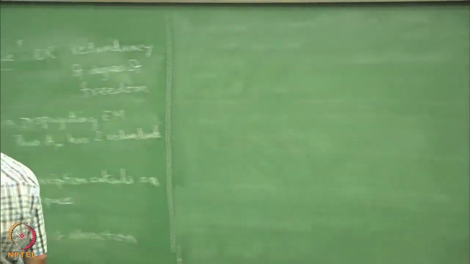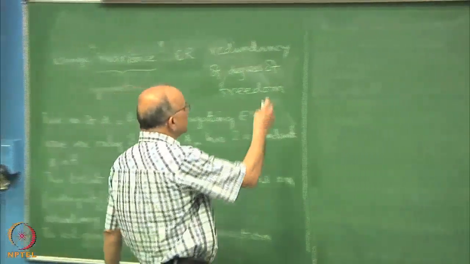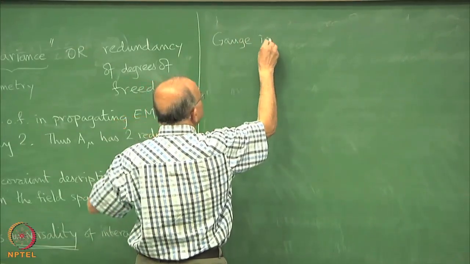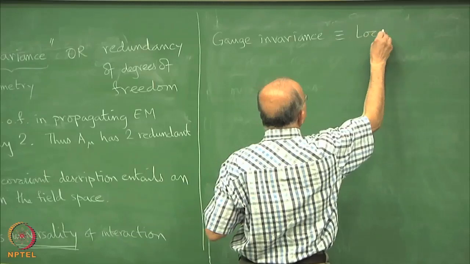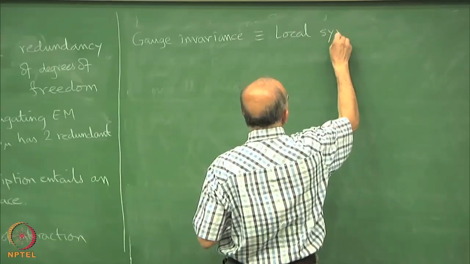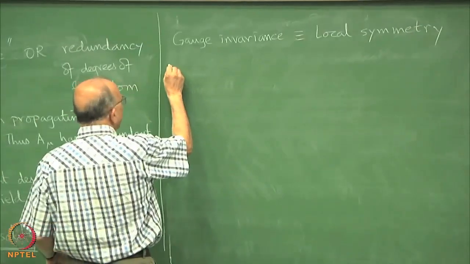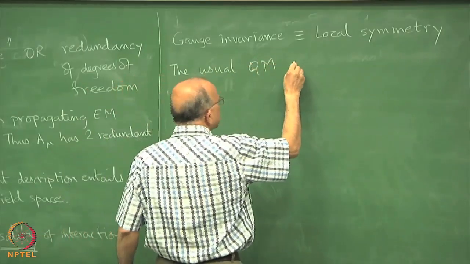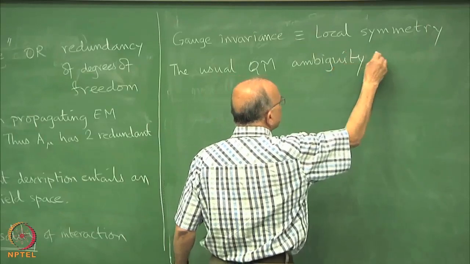The idea of non-abelian gauge invariance is there. So this is called local symmetry. Gauge invariance is also sometimes called local symmetry. We also have the usual QM ambiguity, which is called global symmetry.